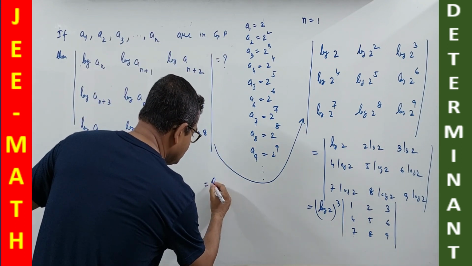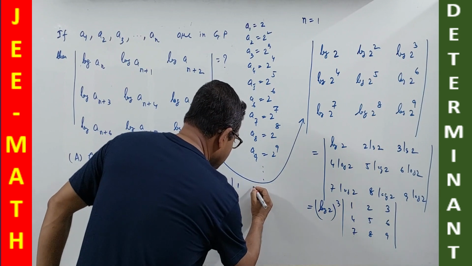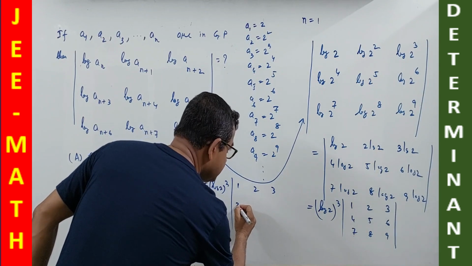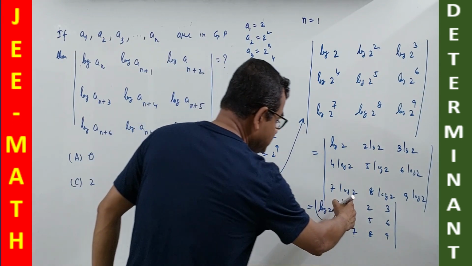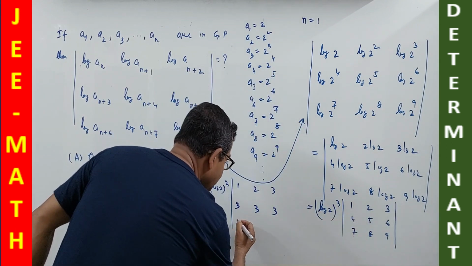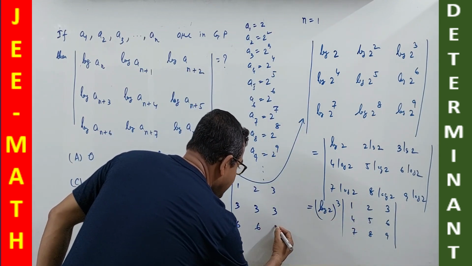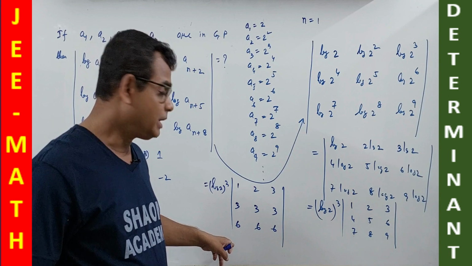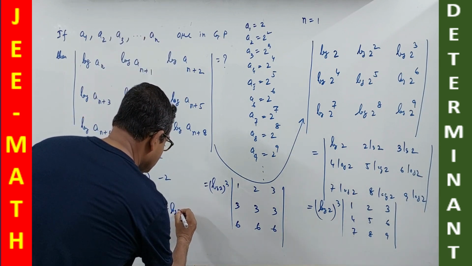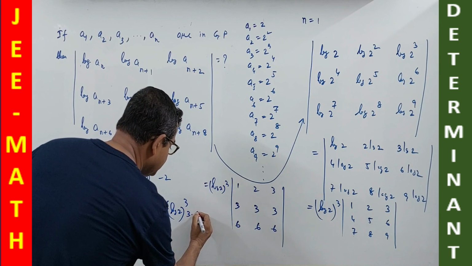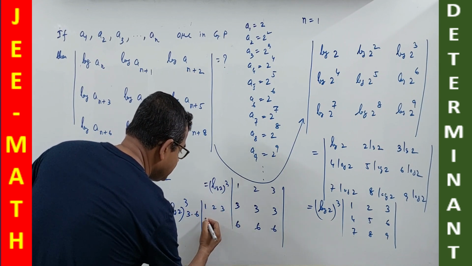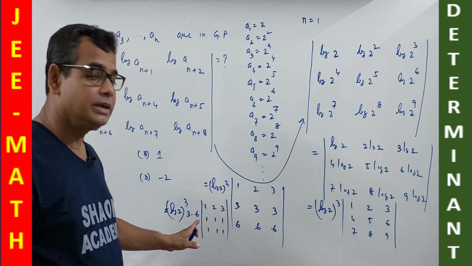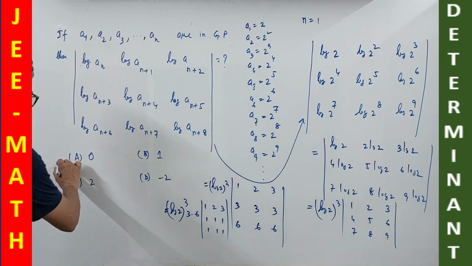Look, log 2 cube, first row 1, 2, 3, and we subtract the first row from the second row, so you get 3, 3 and 3, and we subtract the first row from the third row and you get 6, 6 and 6. Now you can take common 3 from the second row and 6 from the third row, and you get log 2 cube, 3 into 6, and inside the determinant 1, 2, 3; 1, 1, 1; 1, 1, 1. So the second row and third row are identical, so it becomes 0. So A is the right answer.